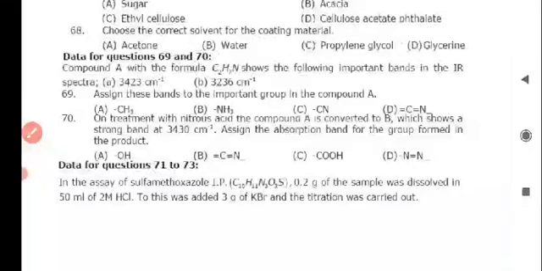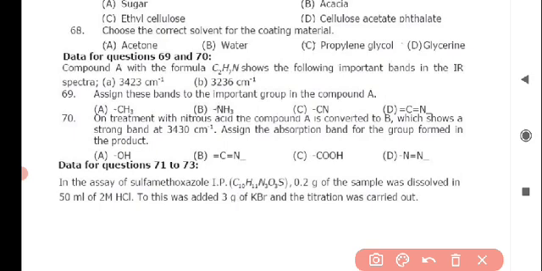So next statement is compound A with the formula C2H7N shows the following important bands in the IR spectra. First band is at 3423 centimeter inverse, while the second band is 3236 centimeter inverse. Now for this statement, the question is assign these bands to the important group in the compound A, and the correct answer for this question is option B, that is NH3.